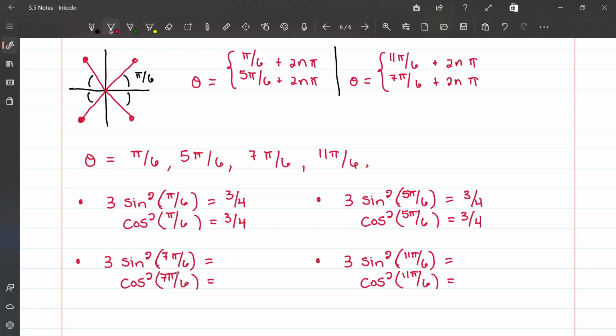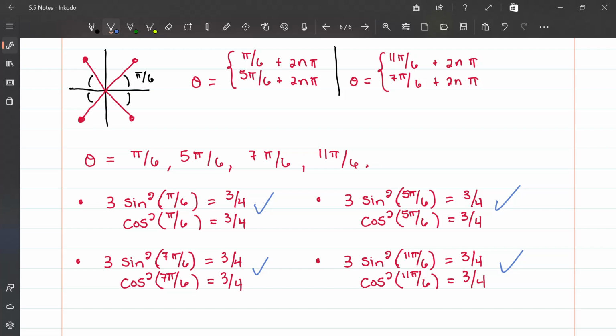Let's see. In quadrant 3, that would be 7 pi over 6. Oh, they would both be negative before squaring. So after squaring, they're both positive. So we wind up with 3/4 and 3/4 again. And unsurprisingly, after all of the previous calculations, we get 3/4 and 3/4 again when we do the final calculation. So every single time, these work.